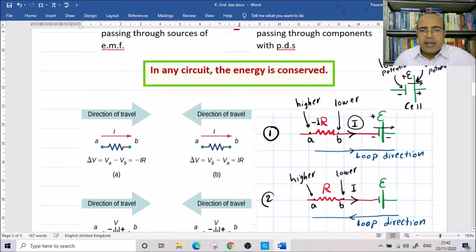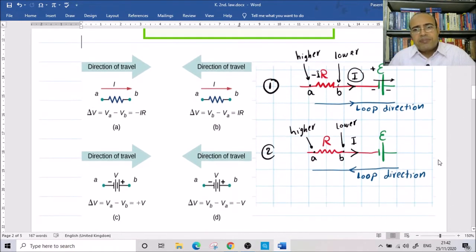Look at the second case. The current goes to the right, so point A has higher potential than point B, and the current passes from A to B. So we lose energy here, so it's a negative IR. But because the loop direction is opposite, and in physics negative means opposite, the direction of the loop is opposite to the direction of the current, so the negative IR becomes a positive IR.